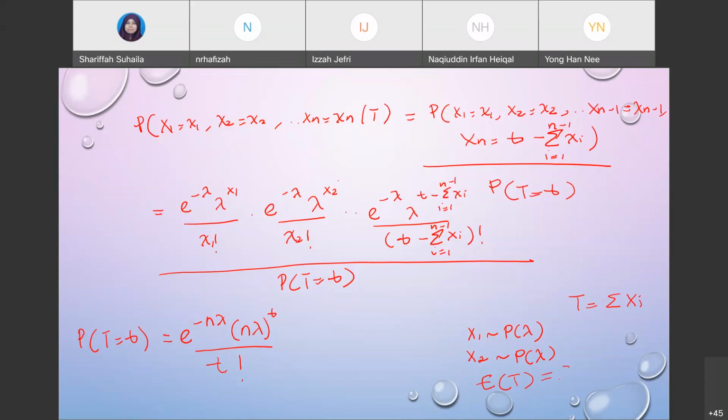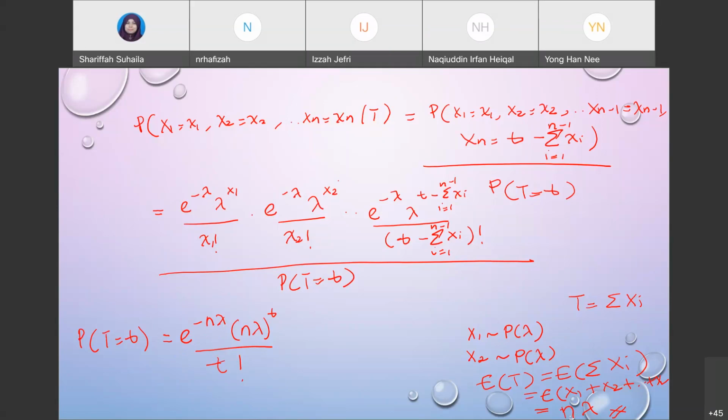So expected value of T adalah expected value of summation Xi. So bila kamu expand summation Xi, you will have X1 plus X2 plus Xn. Okay, setiap satu tu E(X1) dia lambda, E(X2) dia lambda, E(Xn) pun lambda. So kamu ada n lambda. So kita dah ada dia punya parameter, which is n lambda. So untuk probability T equal to t, probability mass function dia akan jadi exponential negative n lambda to the power t over t factorial.